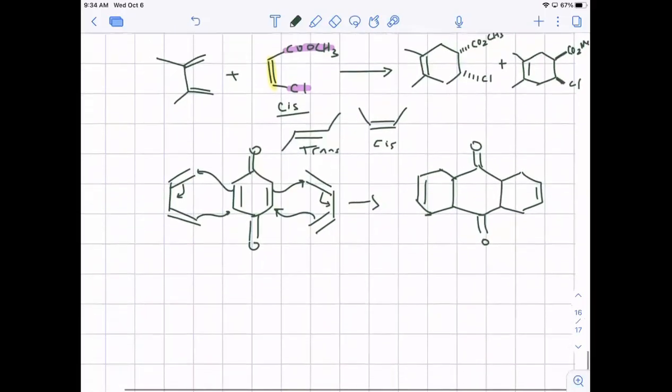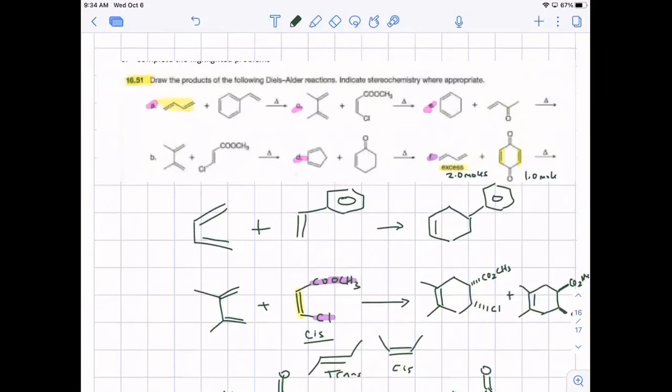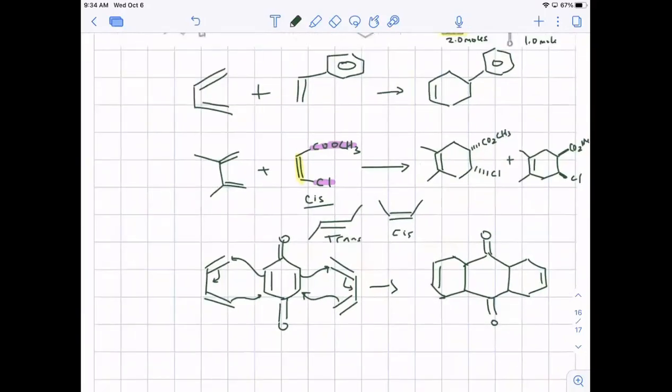But the fact that the diene is present in excess means that if there's more than one dienophile, it's going to react with that, right? That's why I wanted to do that problem, because you got two dienophiles in the same molecule. All right. So this is what the product would look like for that.